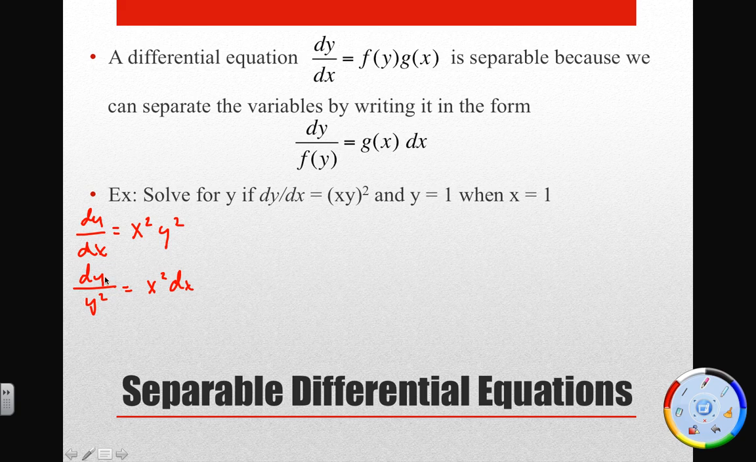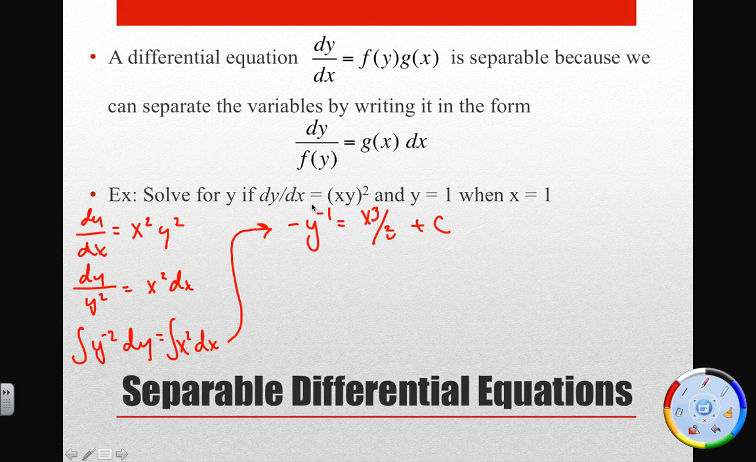What I want to do now is integrate both sides. The left side becomes the integral of y to the negative 2 dy, which is a little easier to deal with than the fraction, equals the integral of x squared dx. If I integrate the left-hand side, this becomes negative y to the negative 1 equals x to the third over 3 plus c. Normally you would add c to the other side as well, but you don't need to because both of the c's combine together into a different constant. So we're going to use this constant over here.